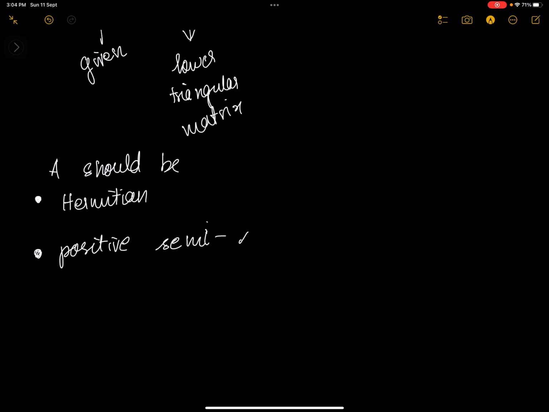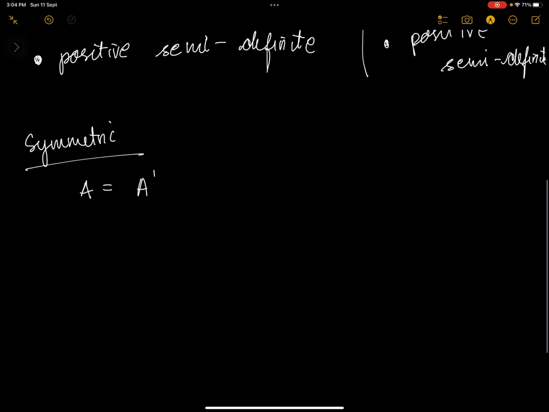I will show now why symmetric matrices are nothing but a special case of Hermitian matrices, and we will see how these two definitions are basically one and the same. So what is a symmetric matrix? A symmetric matrix is any matrix which, when transposed, will give the original matrix. So in a sense, if you are given A and if I take the transpose of it, it will be equal to each other.